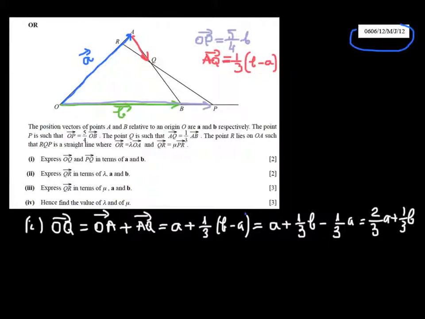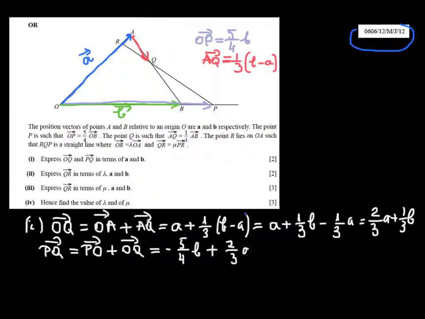The next vector that I need to find is PQ. So to go from P to Q, I need to go from P to O, and then from O to Q. And we remember that we just found OQ, so see how these questions are related to each other. So PO is minus 5/4 B plus OQ, 2/3 A plus 1/3 B, which gives us 2/3 A minus 11/12 B.